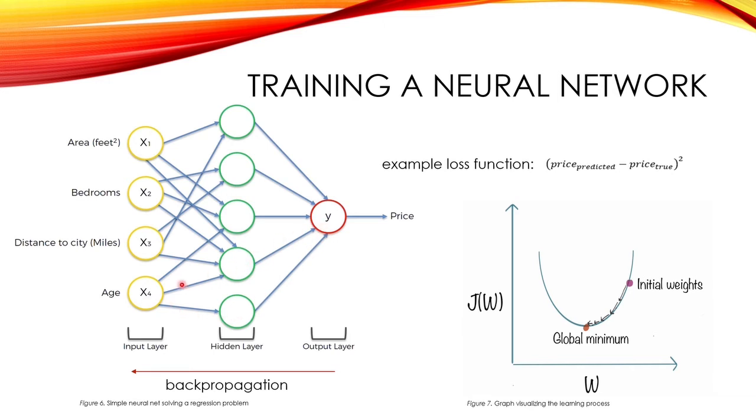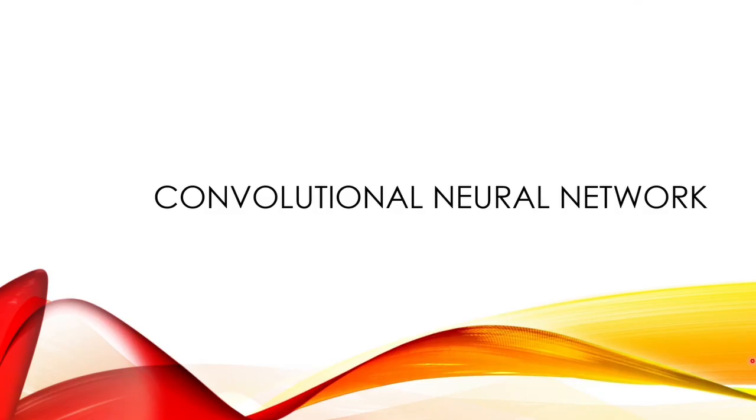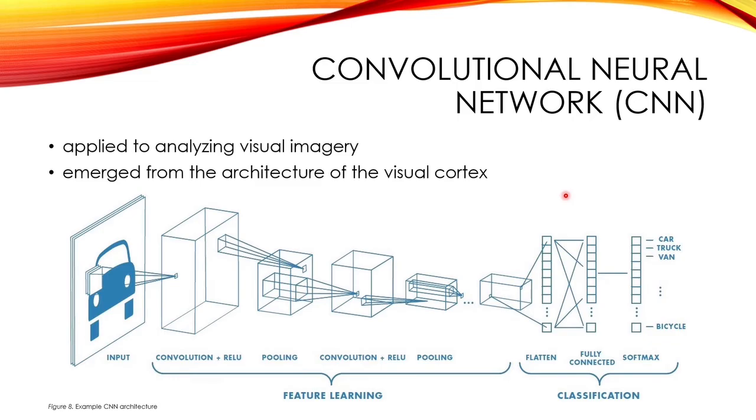Now, after we understand what neural nets are, I would like to introduce the notion of a convolutional neural network, which is important to understand when dealing with visual inputs. A convolutional neural network is a class of deep neural networks most commonly applied to analyzing visual imagery. It emerged from connecting the neural net concept with our knowledge about the architecture of the visual cortex.